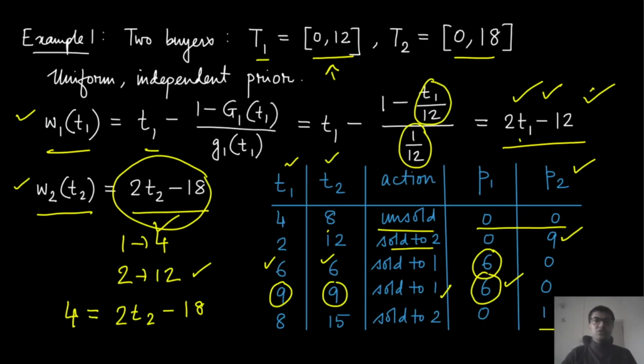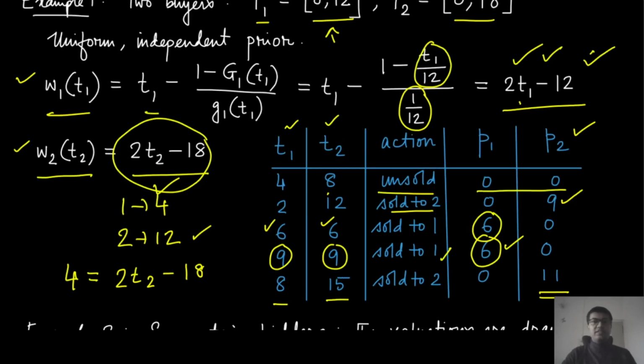By the way, it is good to mention that this uniform distribution satisfies the monotone hazard rate condition, and therefore the virtual valuations all satisfy the regularity condition. So the optimal mechanism is actually getting satisfied in this case.